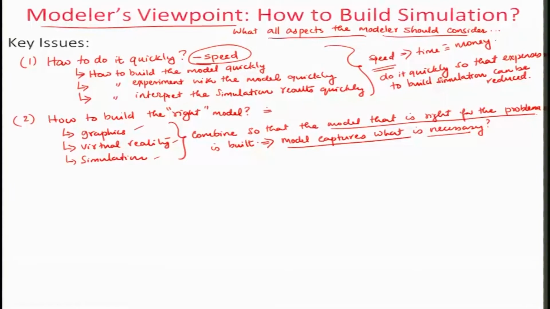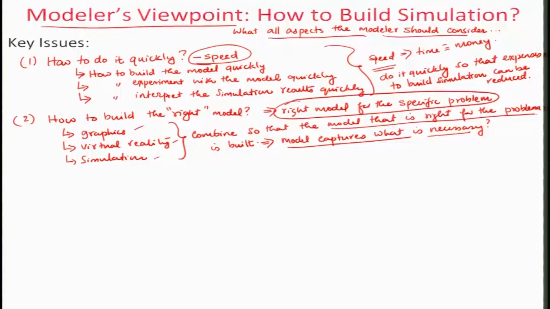So, this means the right model for the specific problem. This is what we need to think important here: the right model for the specific problem. Whatever be the specific problem, we are interested in building the right model for it, or the model that is appropriate. Okay. It is the appropriateness of the model that we are talking about.